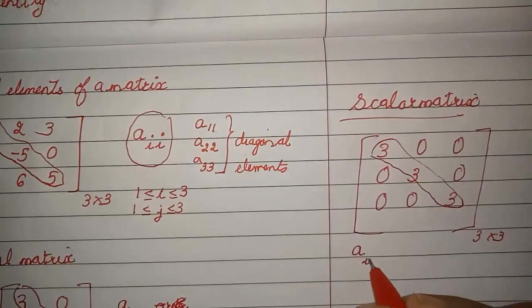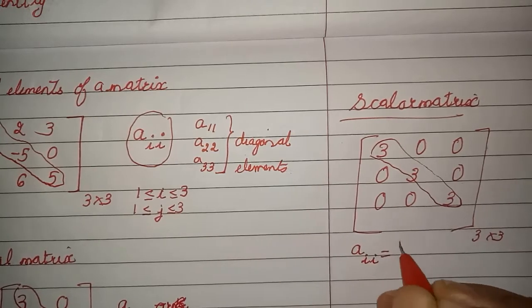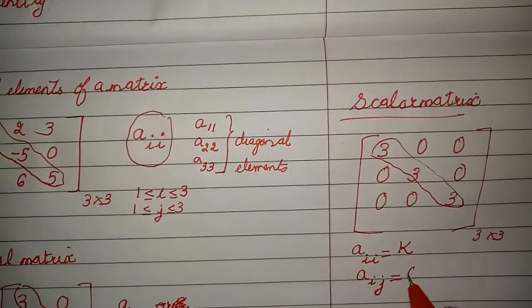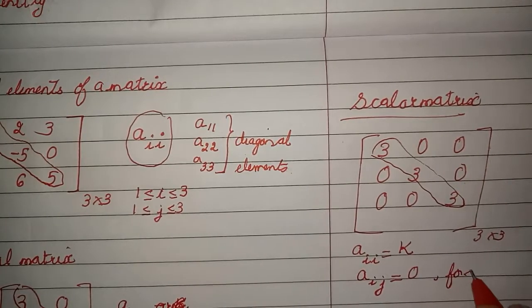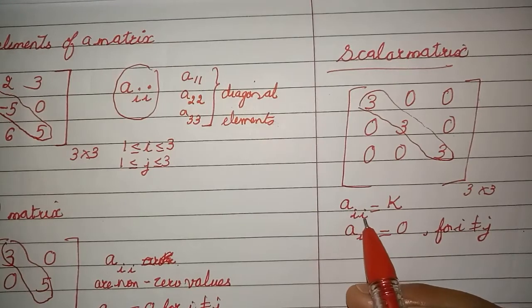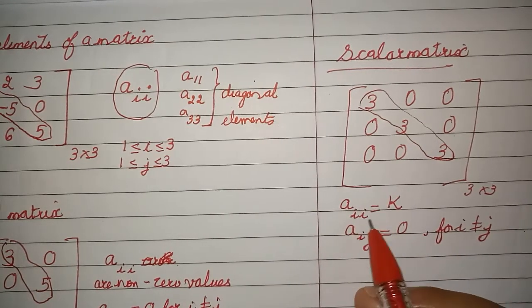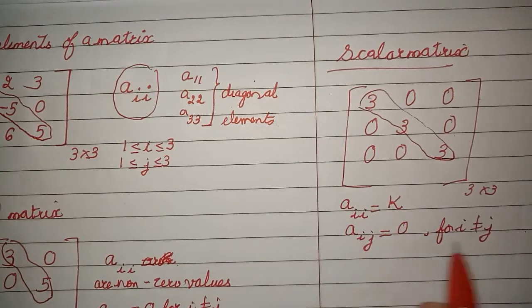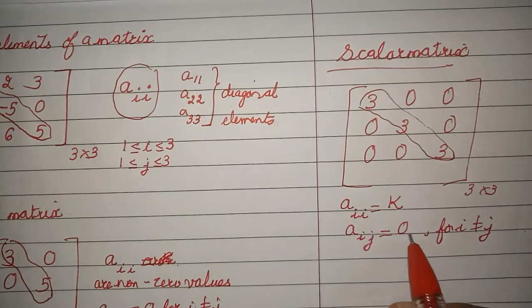So how will I write the definition? All a_ii are some constant k and all other a_ij are 0 for i not equal to j. So A equal to k means what? a11 is k, a22 is k, a33 is k, and the remaining all a_ij, where i is not the same as j, are 0.